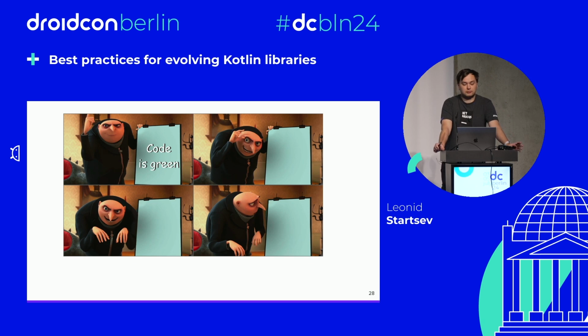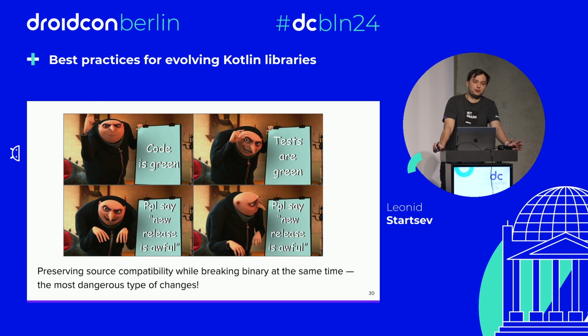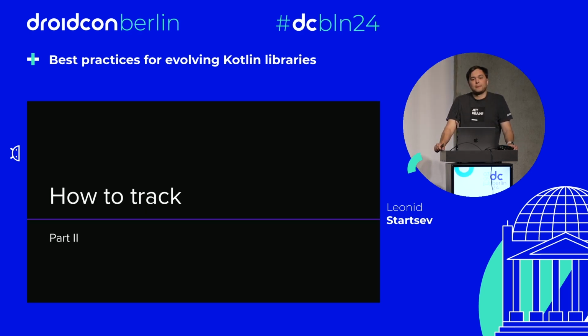So to sum up, we can get into the situation when our code is green, when our tests are green, but people say that the new release is awful because it breaks everything and people can't fix it by themselves. So preserving source compatibility while breaking binary at the same time is the most dangerous type of change. So let's talk now about how we can track binary compatibility, to avoid making such changes.